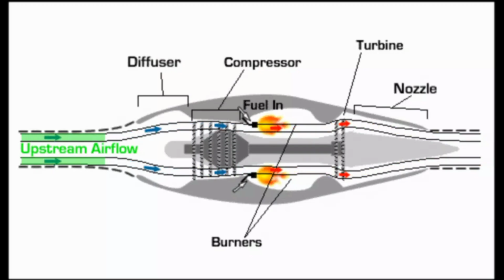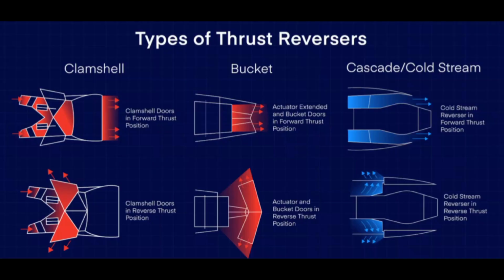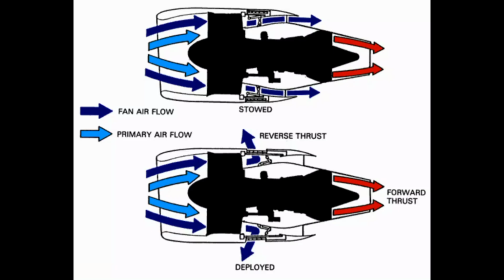Next, let's see how many types of reverse thrust there are. There are 3 types of reverse thrust. Let's see what they are. Number 1, Cascade reverse thrust.